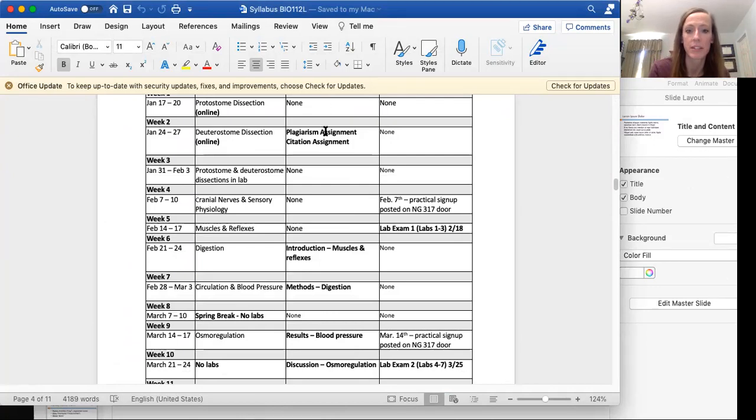There's a plagiarism assignment and a citation assignment to learn how to properly cite your references. And then different parts of a scientific paper. So the first part is the introduction, second part is the methods, the results, and the discussion. And as we work through the semester then, you're going to have practice writing each of the sections of a research paper for science writing.